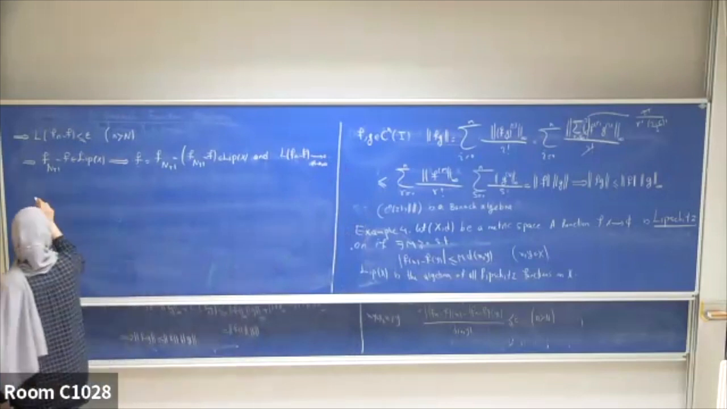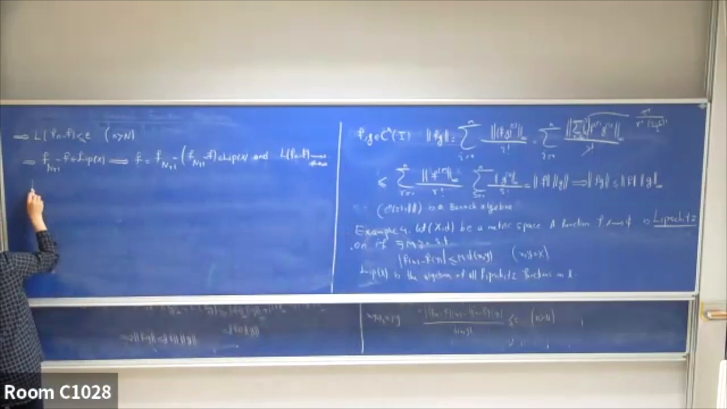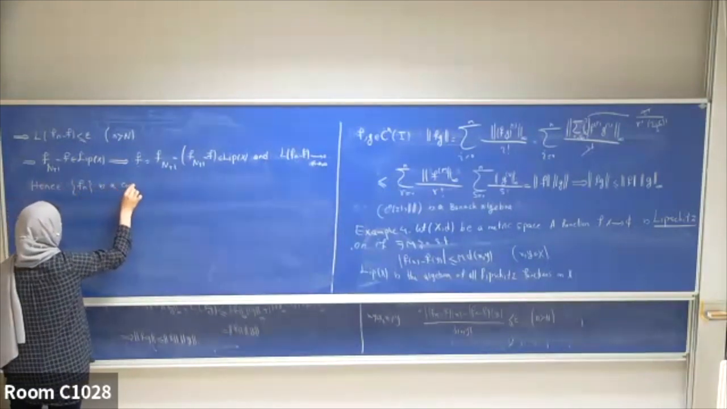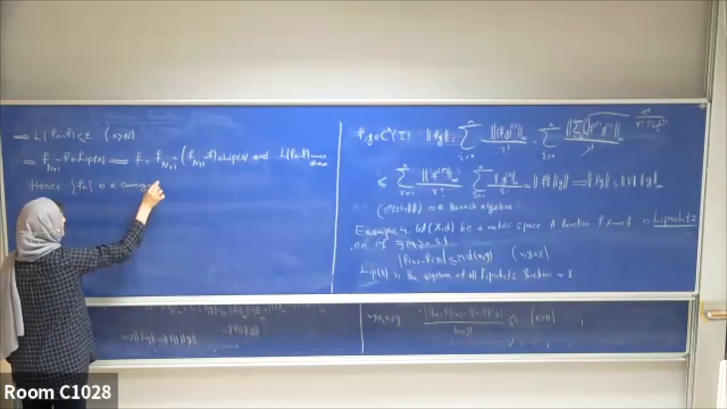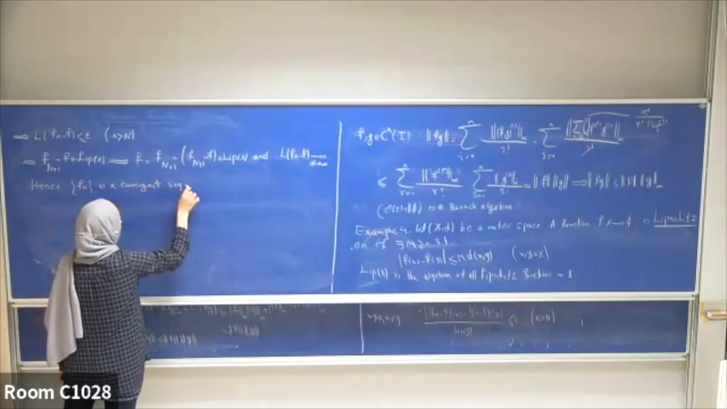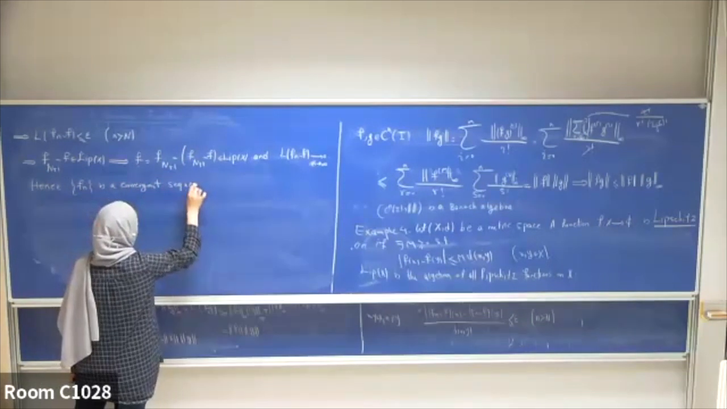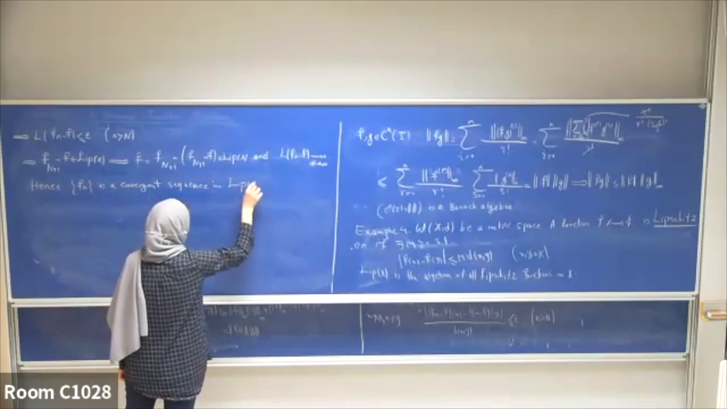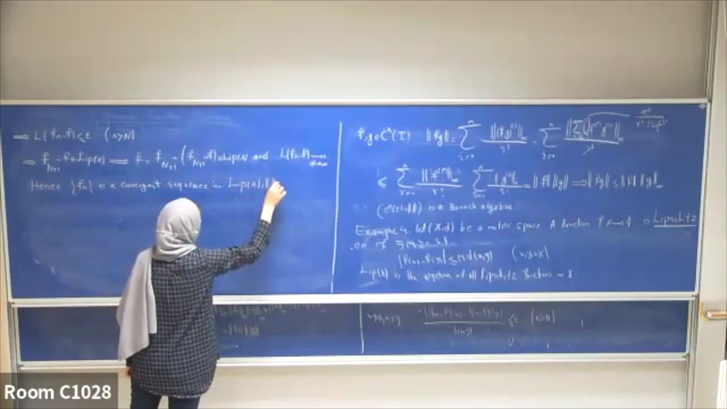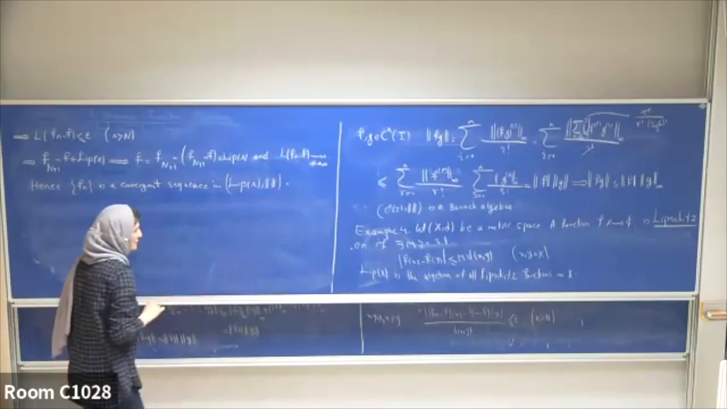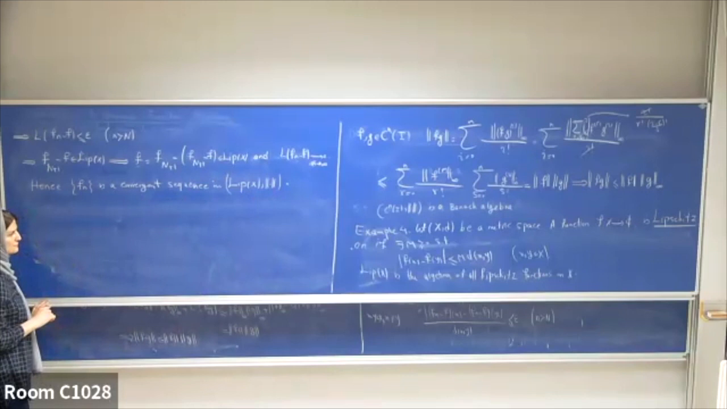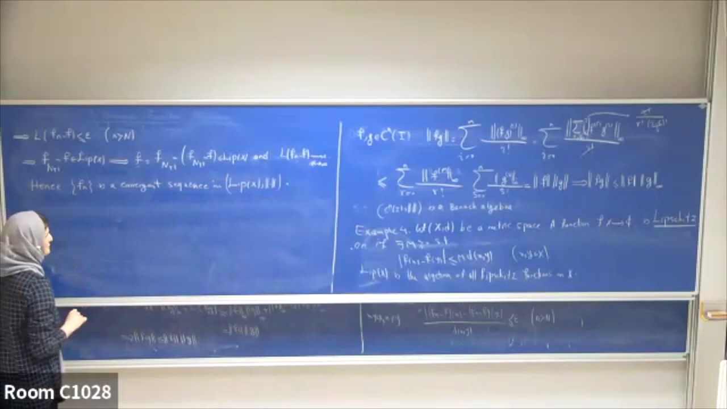And finally, f_n is a convergent sequence in Lip(X) with the Lipschitz norm. With the supremum norm, it is in general just a normed algebra, not necessarily Banach.